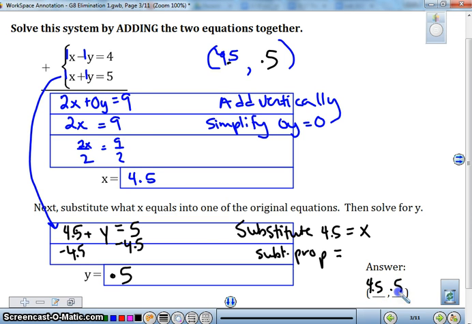Does it work in the other equation? If we check x, which is 4.5, minus 0.5, does that equal 4? And it checks.